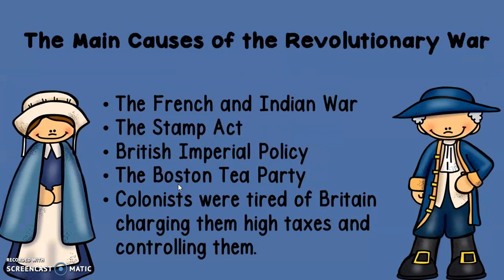So some of the causes that we've talked about were, first, the French and Indian War, which we are going to learn a little bit more about today, the Stamp Act, what was known as British Imperial policy, the Boston Tea Party, which we are all very familiar with, and the colonists were tired of Britain charging them high taxes and controlling them. And remember, we talked about how Britain felt like the colonies were becoming too independent and they wanted to take back some of that control. So, in order to do that, they enacted some of these things like the Stamp Act and other policies.